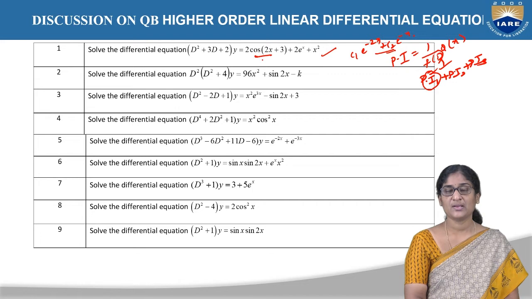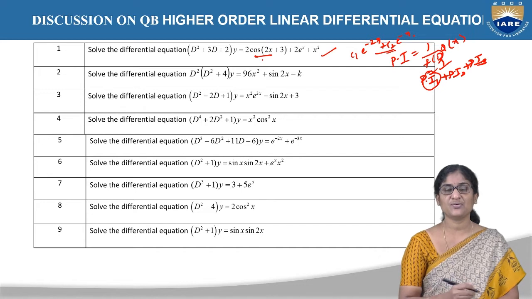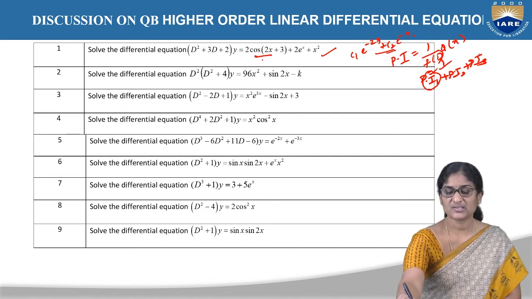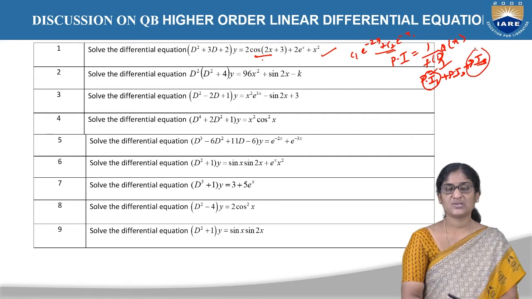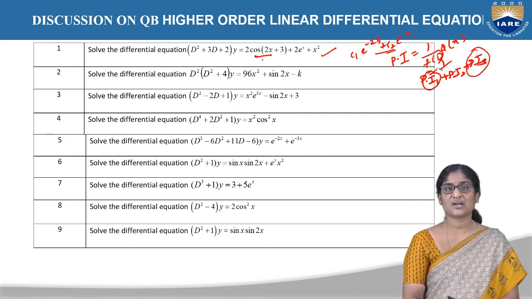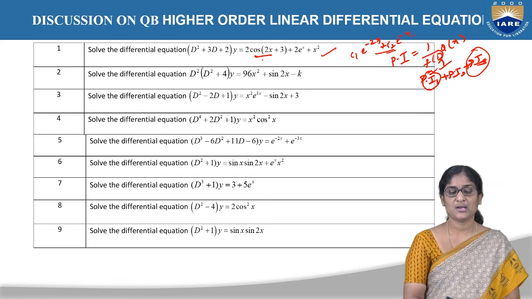And for the third one, that is 1 by D squared plus 3D plus 2 into x squared, again you have to use the binomial expansion here, or otherwise you can split by using partial fractions. For each fraction you can use the binomial formula to find particular integral 3. It's very lengthy, as all three methods are clubbed together in this question.